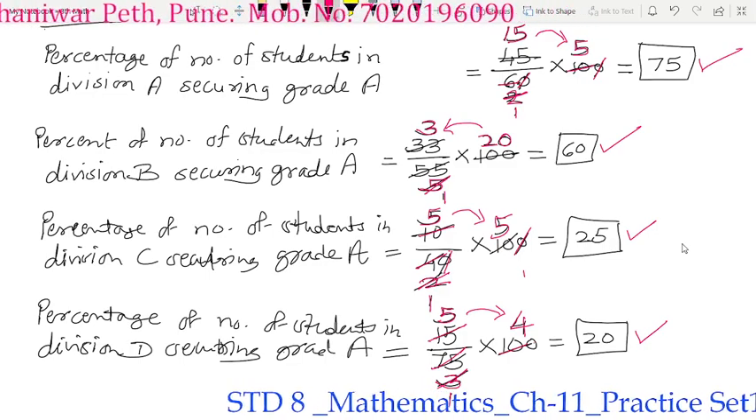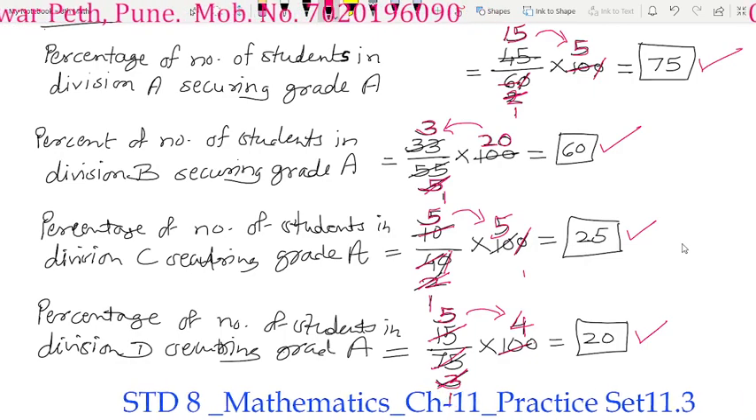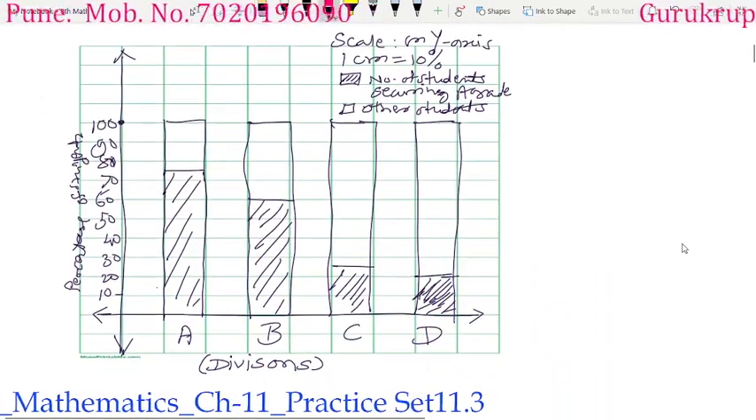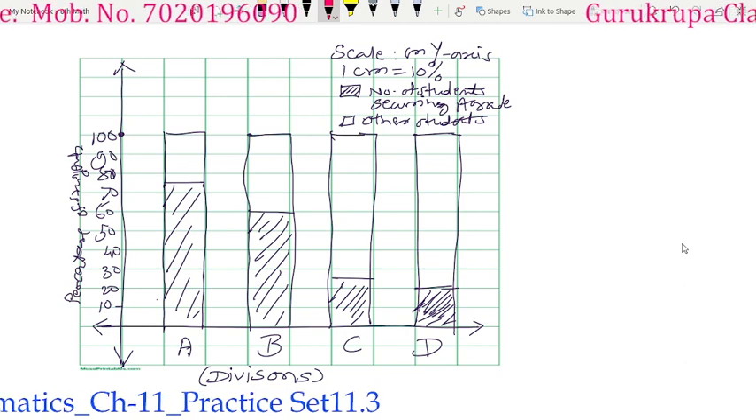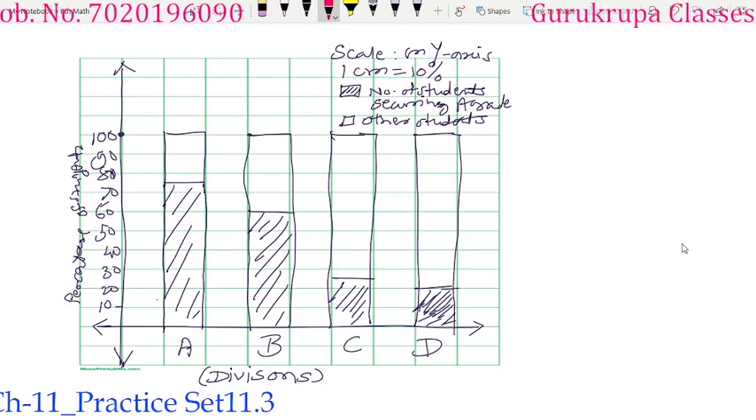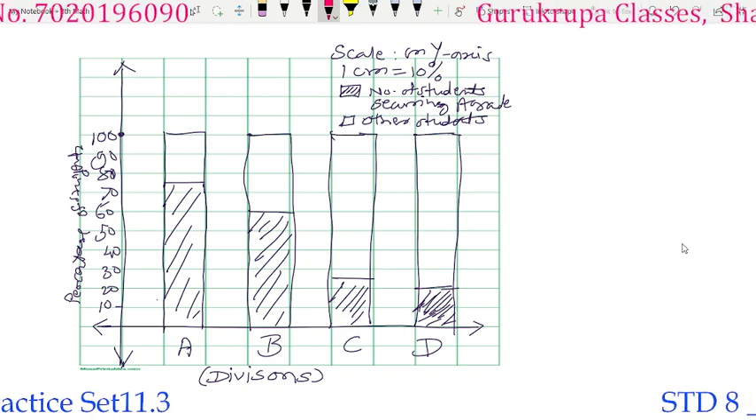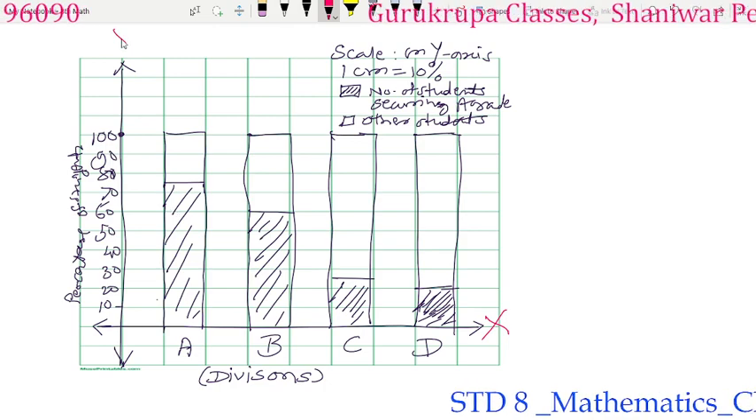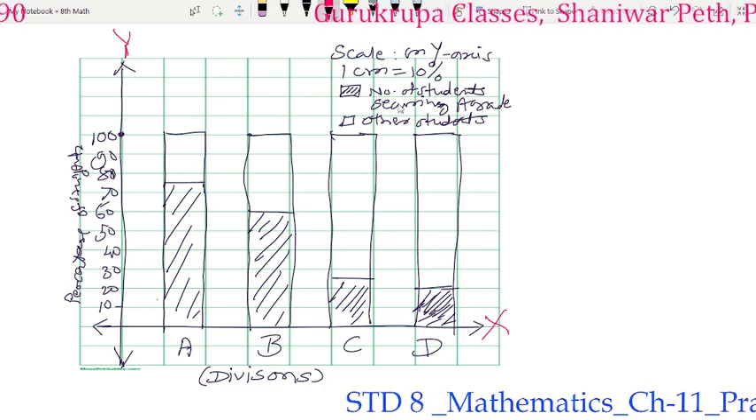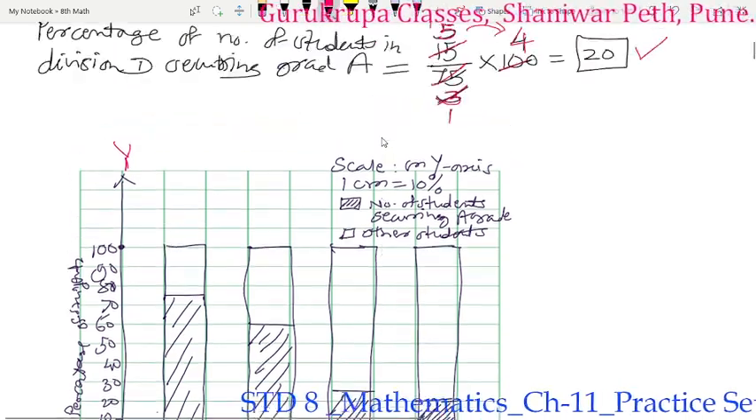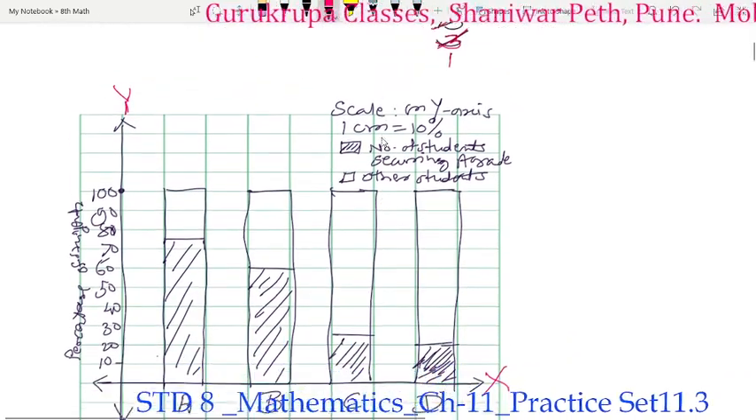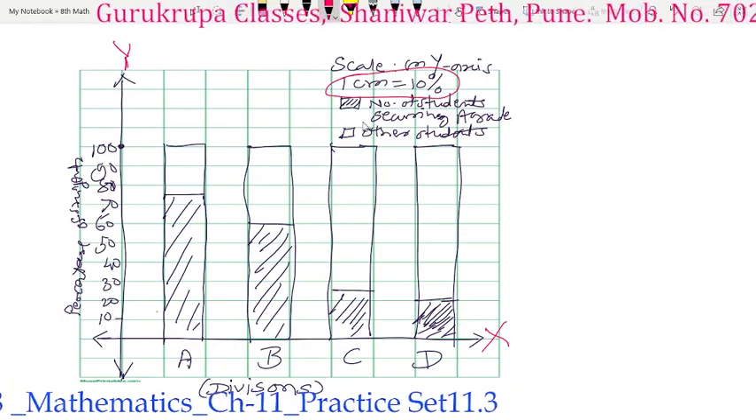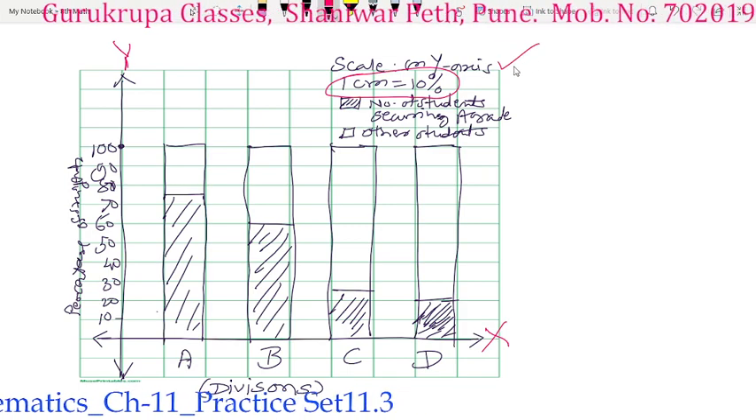Now we have to draw the bar graph using this information. For drawing the bar graph, what do we take? We take graph paper, then taking 1 centimeter on the left and bottom, we draw the axes. First of all we draw the x-axis, then the y-axis. Now, what scale can we take here? Since the maximum is 100%, 1 centimeter is equal to 10%. That is the scale we should take on the y-axis.